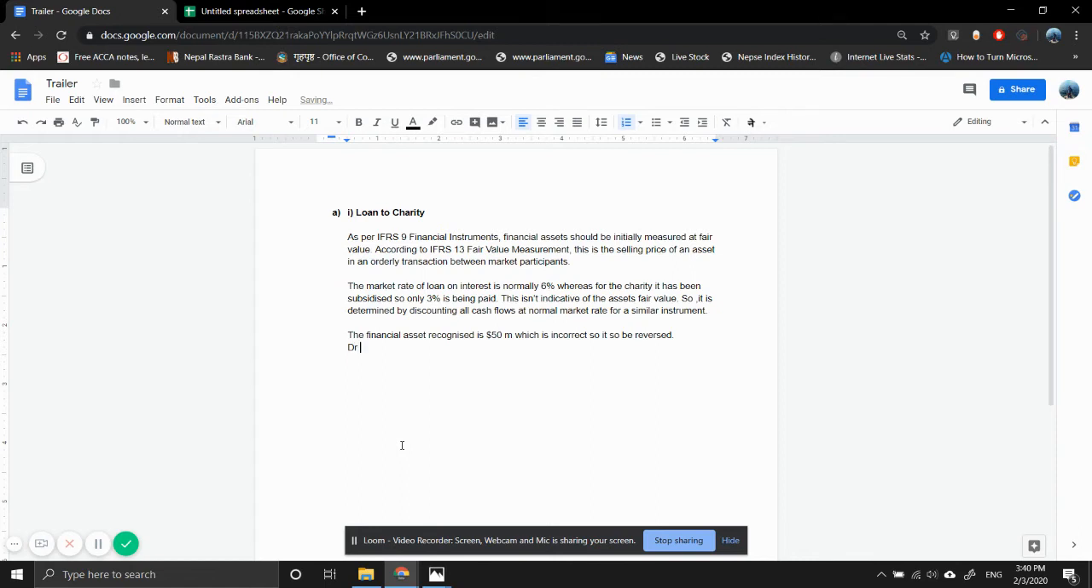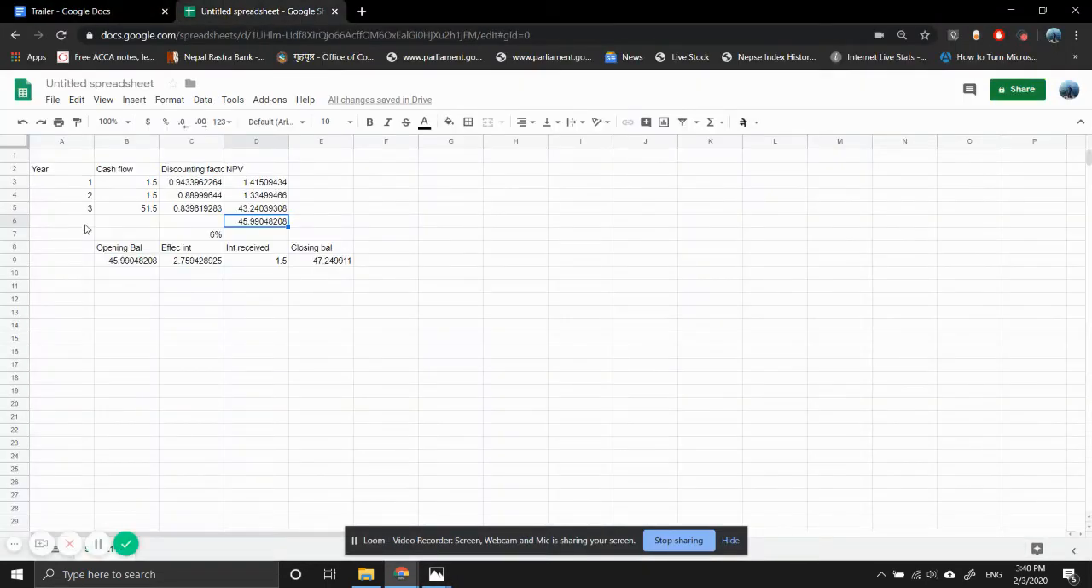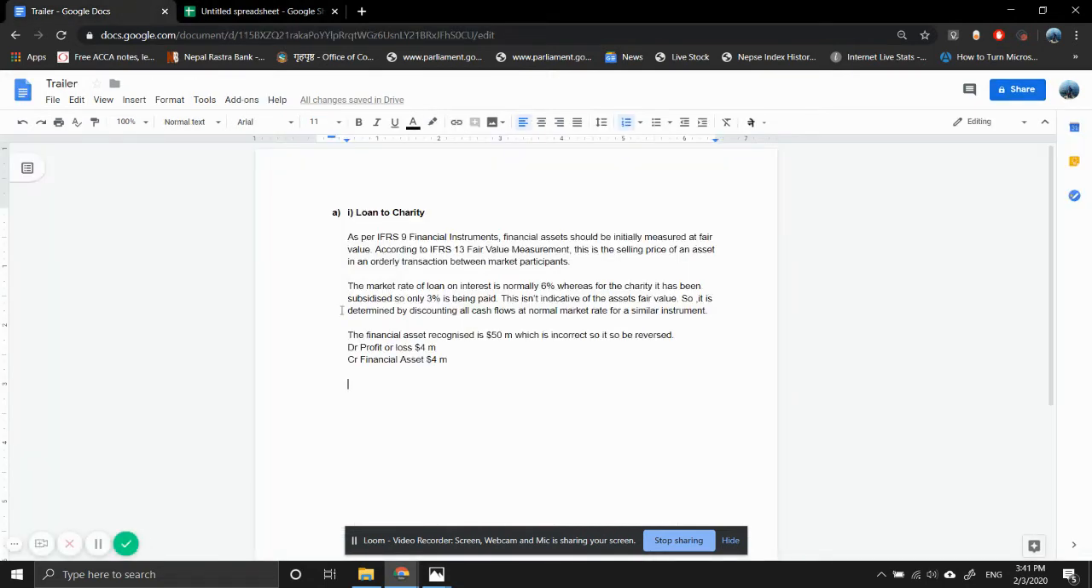Should be debit profit or loss $4 million, credit financial asset $4 million, right? And then after that, what we did is we prepared this table, right? As per this table, how much, okay, before doing that, let's talk about something else.